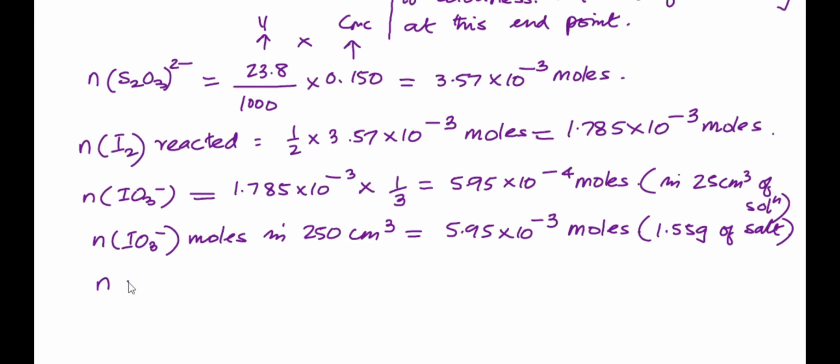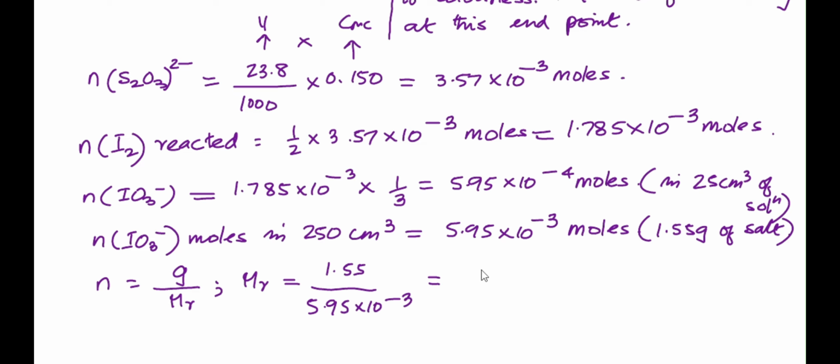We know number of moles is equal to mass in grams divided by the MR. Therefore, MR of the substance should be equal to mass in grams divided by the number of moles. Mass in grams is what? 1.55 divided by number of moles, which is 5.95 times 10 to the power of minus 3, and that gives us 260.5 from the calculator. This is so many grams per mole.